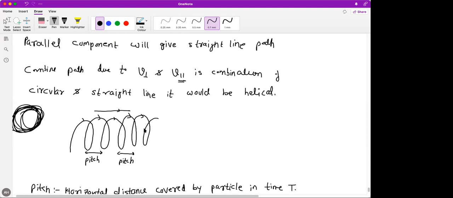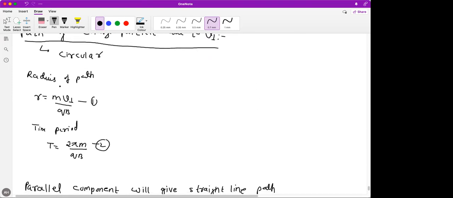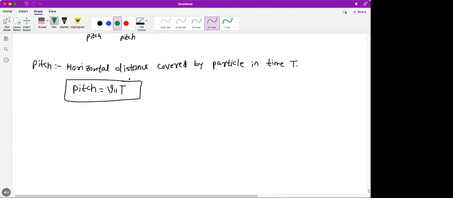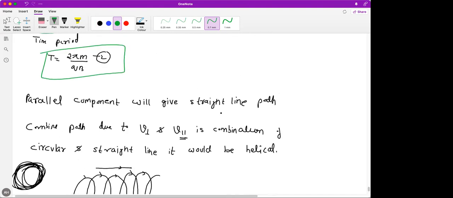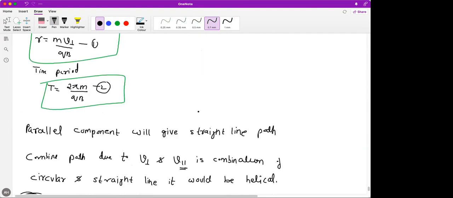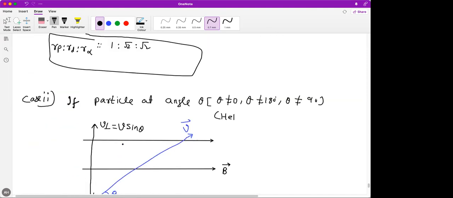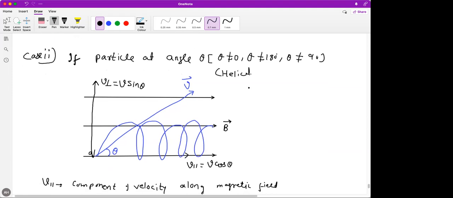So for numericals on this helical path, you should remember this relation, the time period as well as the pitch. Note it down. If it's moving at an angle theta to the magnetic field, then the path would be helical. So the path would be like this. This will be the path of the charged particle. Helical path. Note it down.